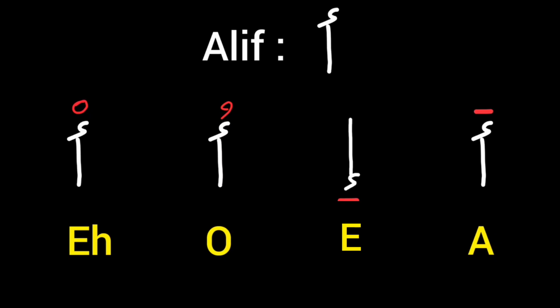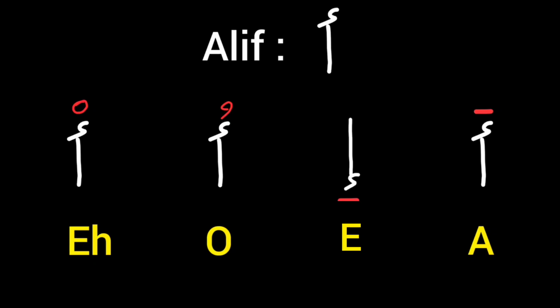Now we're going to switch to the second letter, which is Alif. Alif with fatha, it's a. Alif with kasra, it's i. Alif with dhamma, it's u. Alif with sukun, it's a short stop. So: a, i, u.